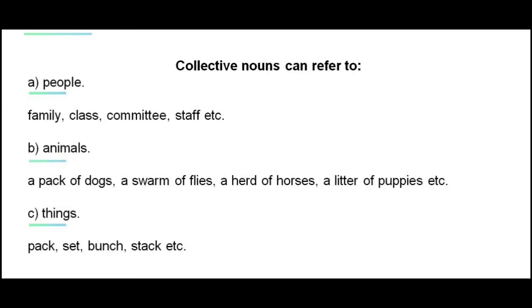A collective noun can refer to several things. A. People, such as family, class, committee, staff, etc. B. Animals, a pack of dogs, a swarm of flies, a herd of horses, a litter of puppies, etc. C. Things, pack, set, bunch, stack, etc.